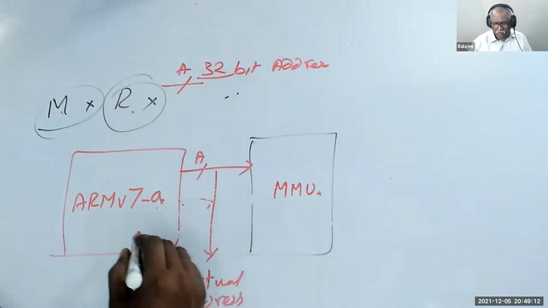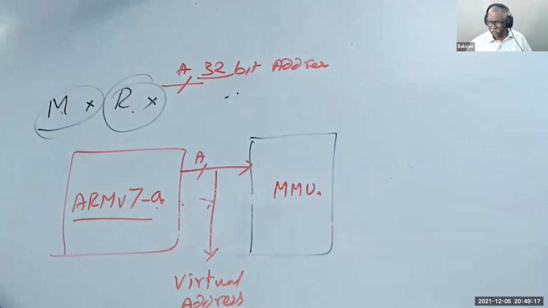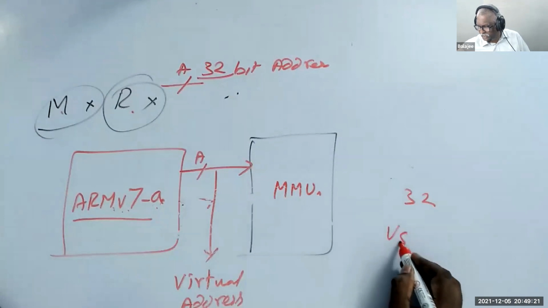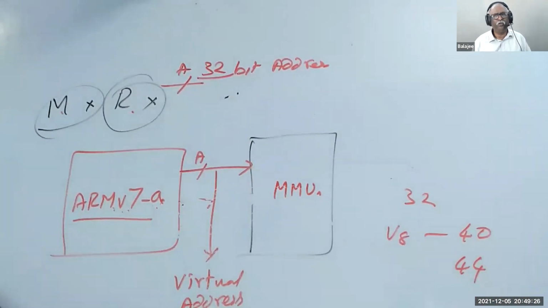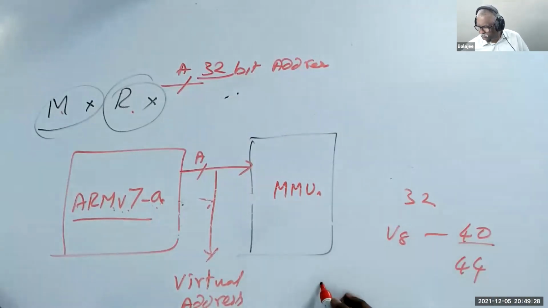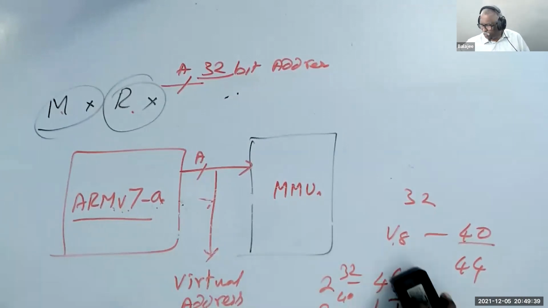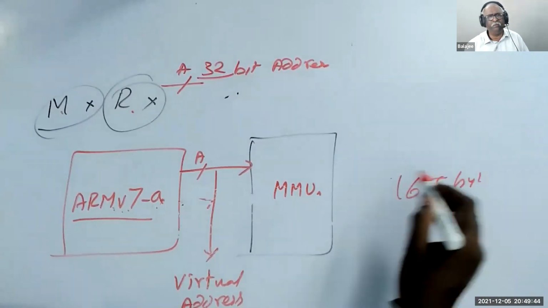But this ARM V series can have 32. V7 has 32. V8 has 40 and 44 also. That means 2 power 32 means 4 gig. 2 power 40 means 1 tera. 2 power 44 means 16 tera. See that? I can now access 16 terabytes of memory, please.